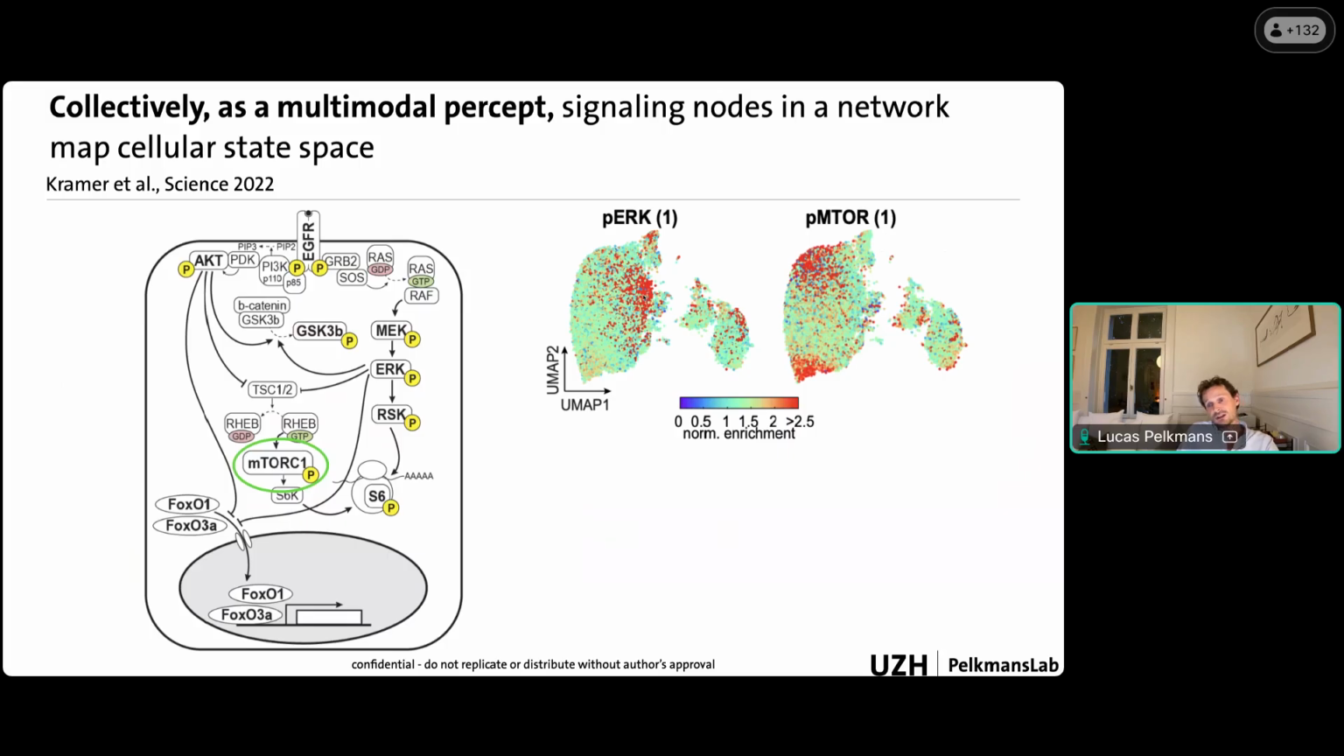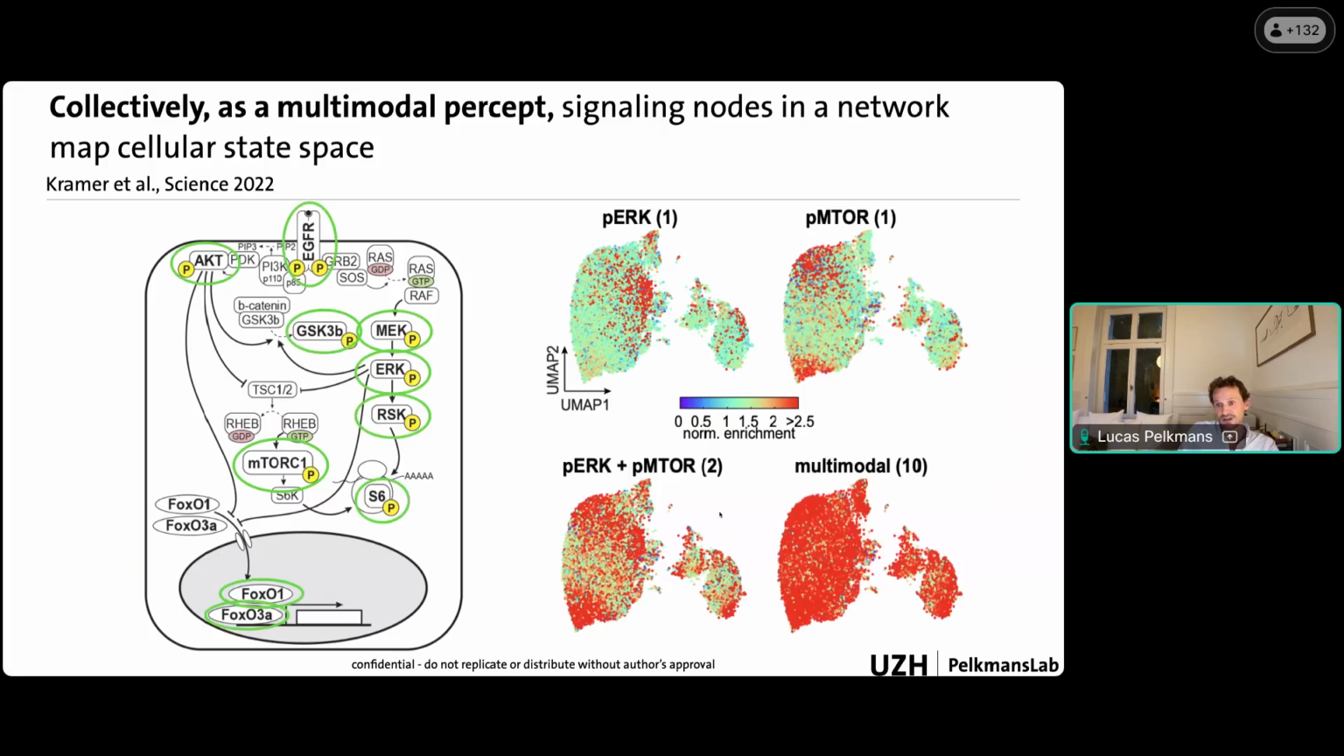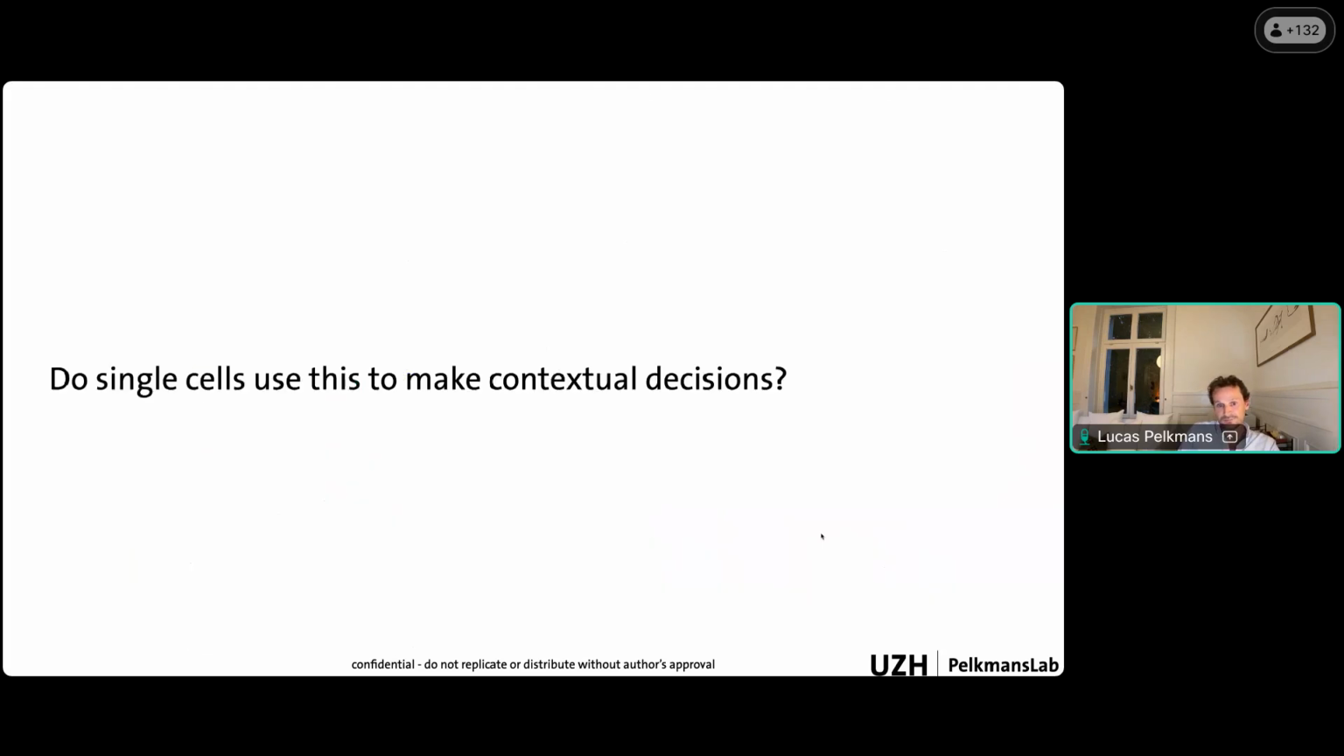If you take it from another signaling node, for instance, phosphorylated mTOR, you see that it can map different regions of cellular state space. Together, they actually synergize to already map quite a comprehensive picture of cellular state space. But if we take the information of all signaling nodes, we realize that it really maps quite accurately the full cellular state space. Now, this is very interesting, but of course the key question is, do single cells actually use this to make contextual decisions?